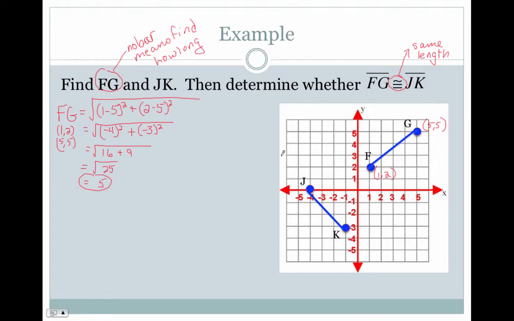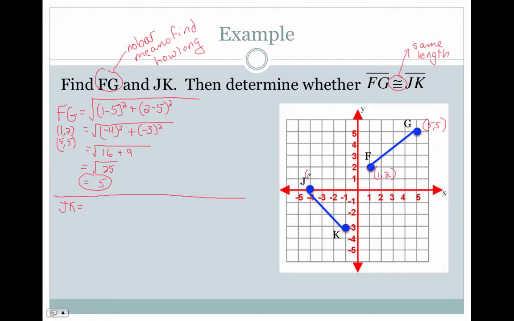Now we're going to do JK and see if we get the same thing. If you want to pause and finish that yourself, you can, if I'm going too fast. That's what's nice about this little video. You can pause Miss Collier anytime and I won't take offense.